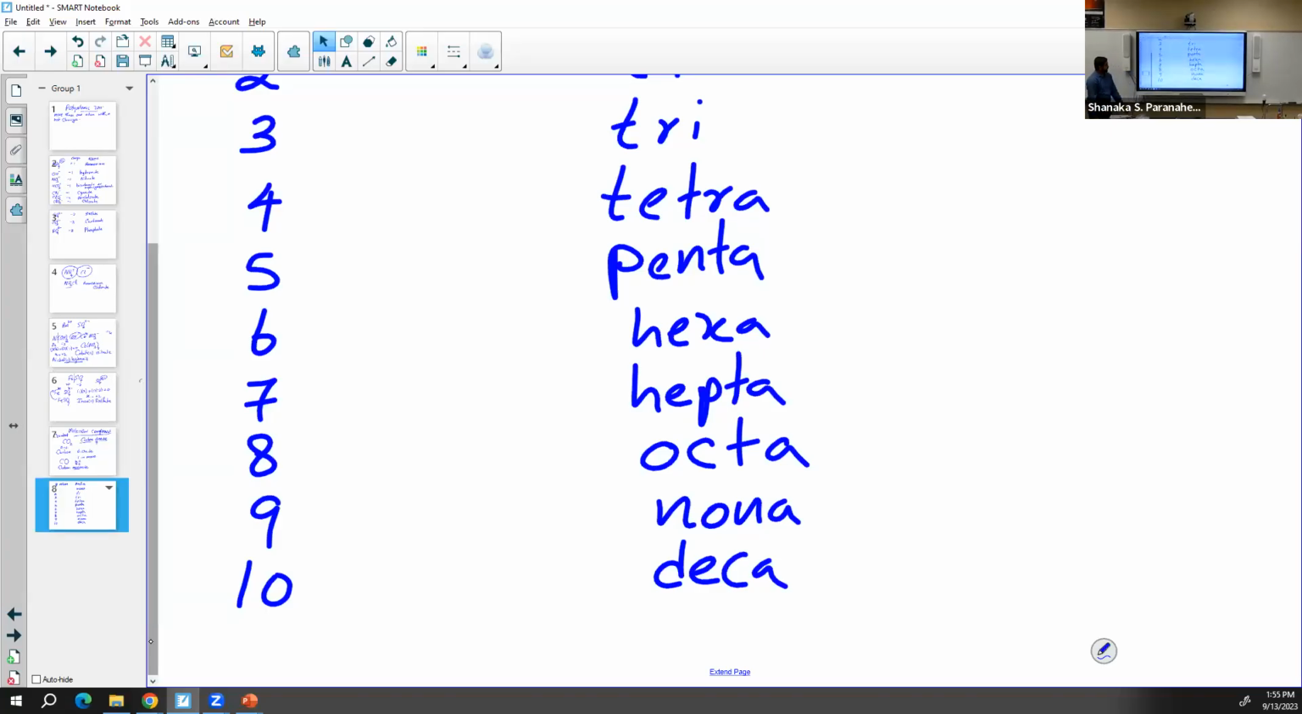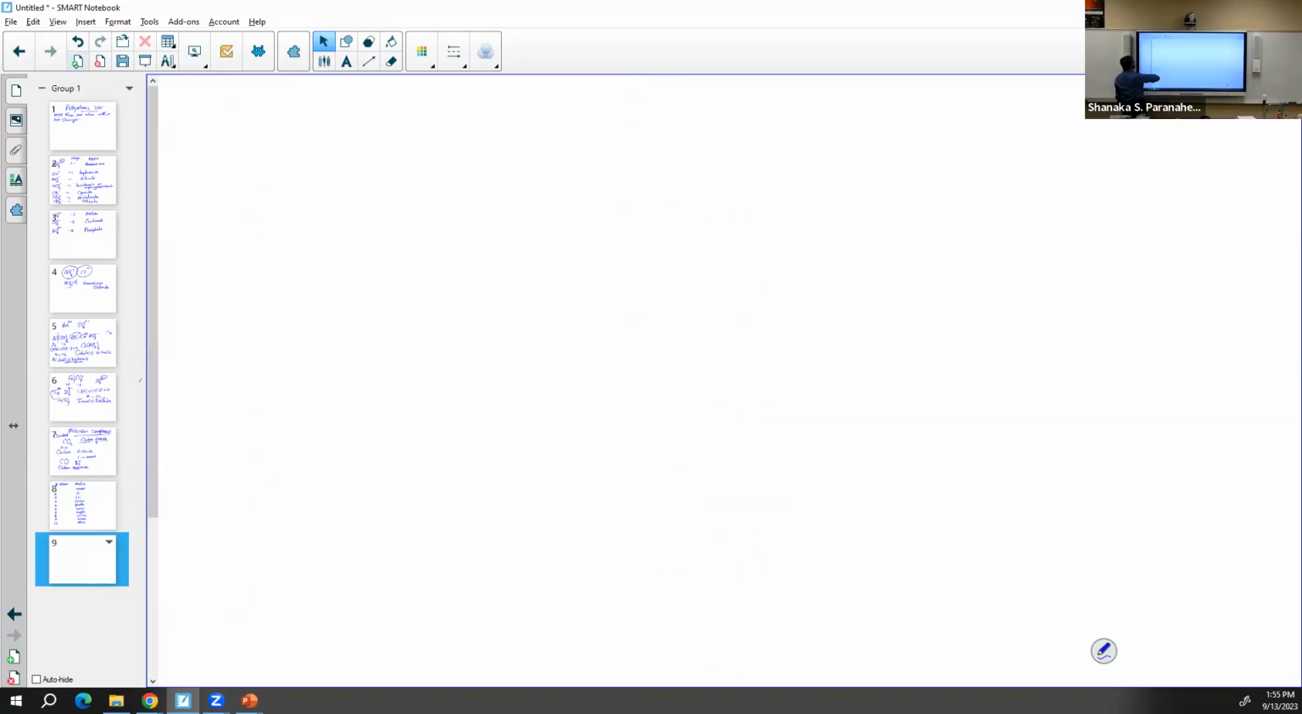Okay. So we use prefixes only with molecular compounds. Don't use them with ionic compounds. So when you name a compound, first you are going to divide it into molecular or ionic. If it is ionic, follow the ionic rules. If it is molecular, follow the molecular rules. So now let's use these prefixes and name different molecules.